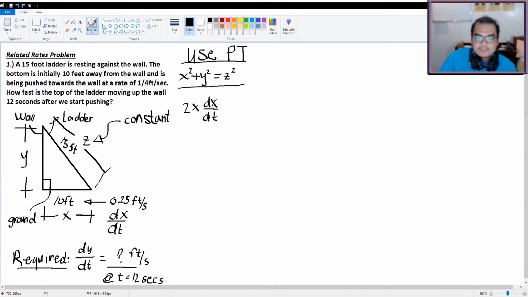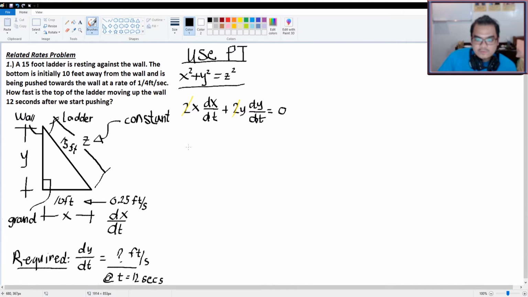Now that is plus, of course, the derivative of y squared, which will become 2y times the change in y over dt. And that is all equal to the derivative of z squared. Since z squared is constant, the derivative of a constant is 0. Now, 2 is common, so we can now cancel this out.